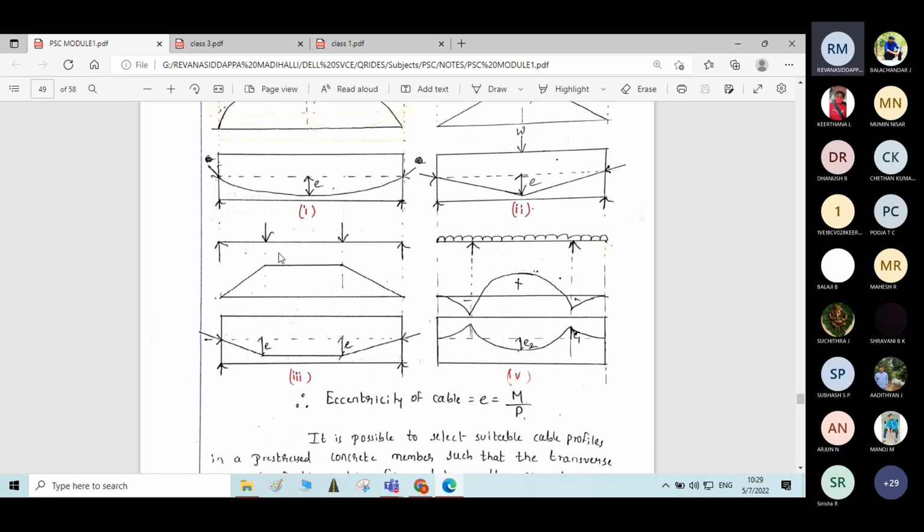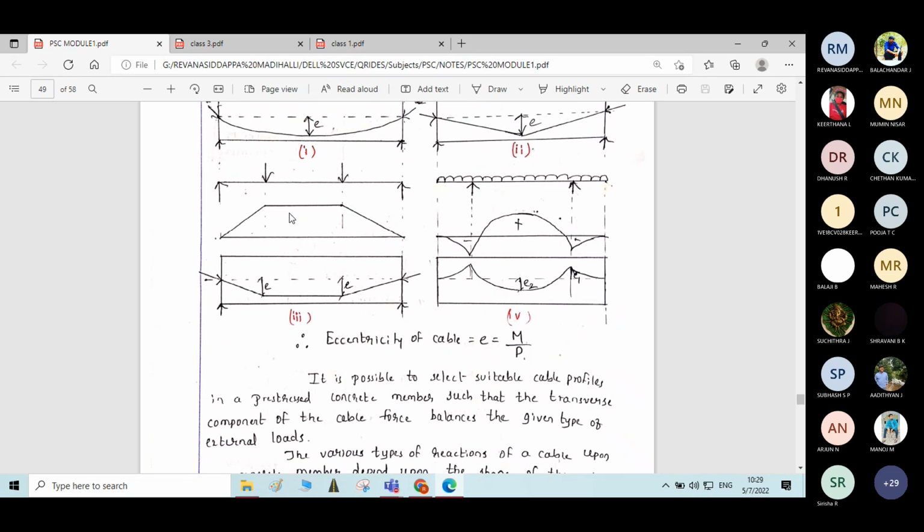Here you can see in the third example, two-point loading is given on the beam. If you draw the bending moment diagram, it will be like a trapezium. Trapezoidal shape of BMD you will get. Referring to the BMD, the cable profile provided will also be in trapezoidal shape, which is mentioned below the figure here.